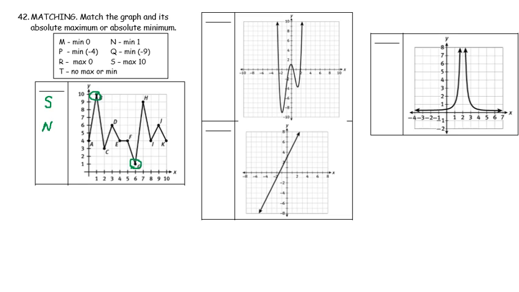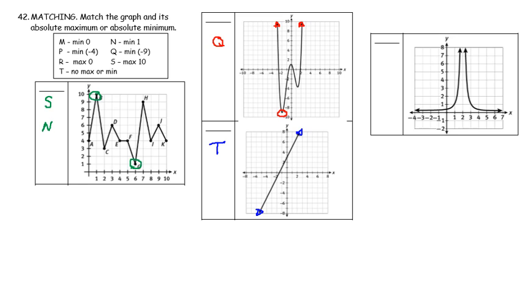And now looking at the next graph, we see that it's got a minimum point right here, which is at -9. So minimum of -9 would be Q. And notice it doesn't have a maximum because these have arrows, so it keeps going up and up and up. So it never has a maximum point. All right, the graph right below it. Same thing with this one. It keeps going up and it keeps going down. So it doesn't have a maximum and it does not have a minimum. So this one would be T, no max, no min.